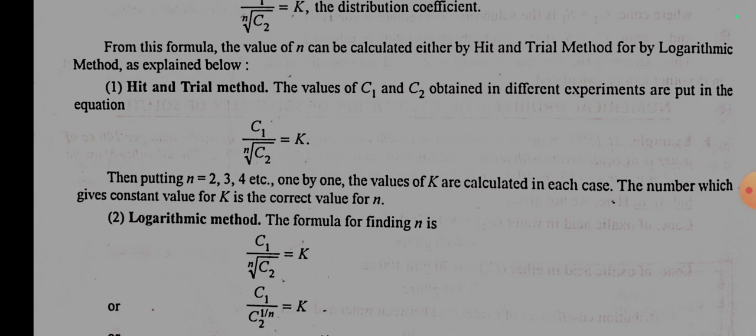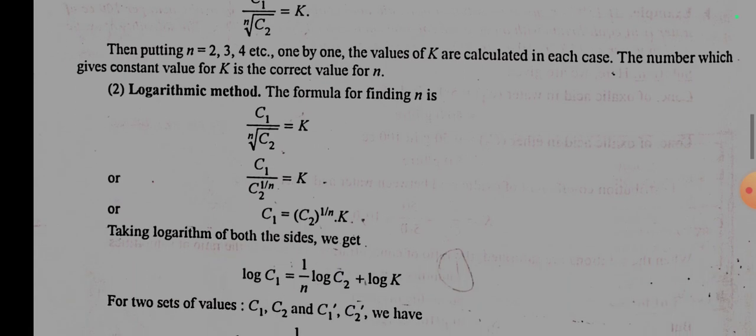From this formula, the value of n can be calculated either by hit and trial method or by logarithm method, as explained below. Number 1. Hit and trial method. The values of C1 and C2 obtained in different experiments are put in the equation (C1/C2)^(1/n) = K, then putting n = 2, 3, 4, etc. one by one, the values of K are calculated in each case. The number which gives a constant value for K is the correct value for n.